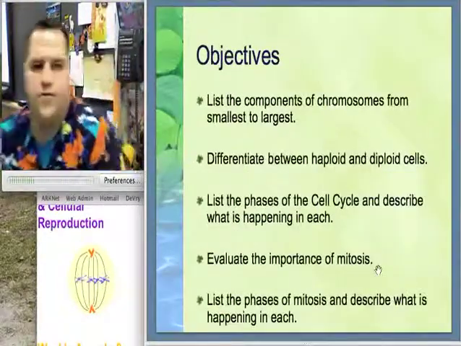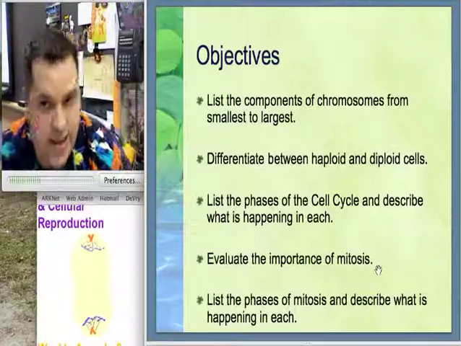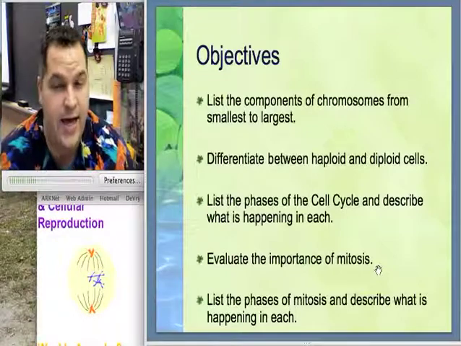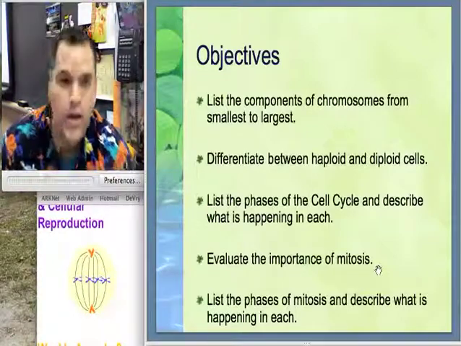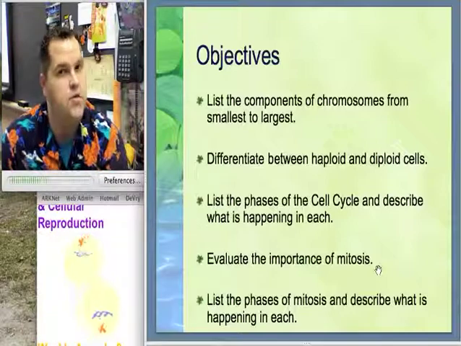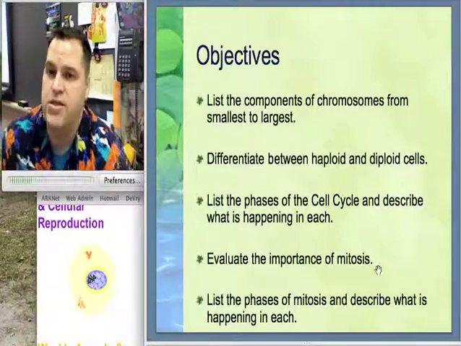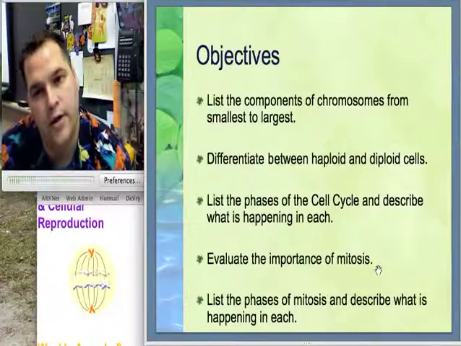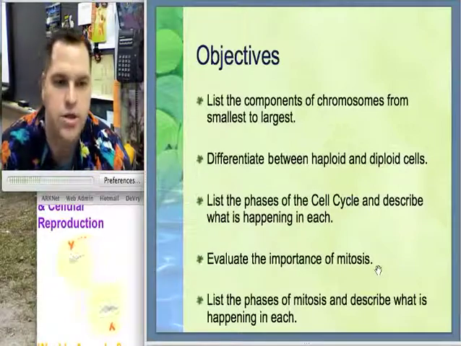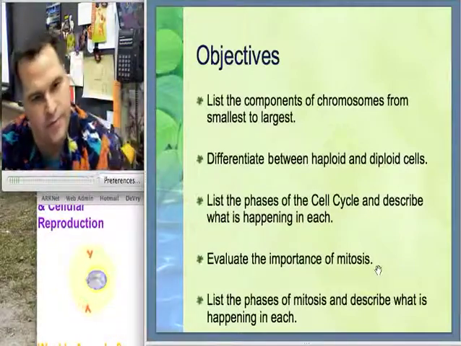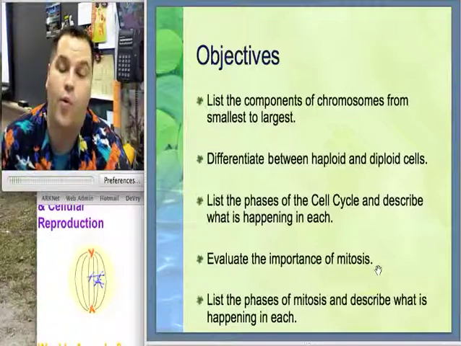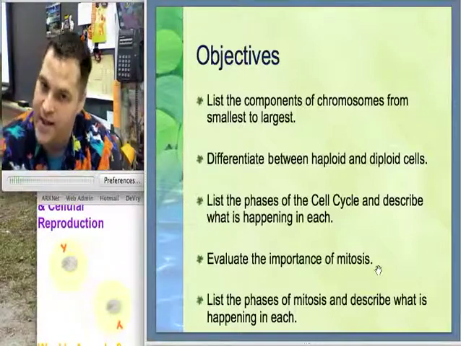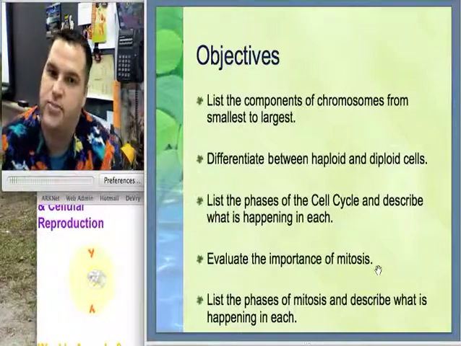Now, let's list the components of chromosomes from smallest to largest. First of all, we start with DNA. DNA coils around histone proteins to form chromatids. Chromatids attach together at a centromere to form a chromosome. The difference between haploid cells and diploid cells is the number of chromosomes. Remember that diploid cells are 2N, which means they have an extra copy of their genetic material, so they can pass one copy off to the new cell and keep one for themselves. Haploid cells only have one set of chromosomes, and those consist of sperm and egg cells, which are called gametes, whereas diploid cells are somatic cells or body cells.